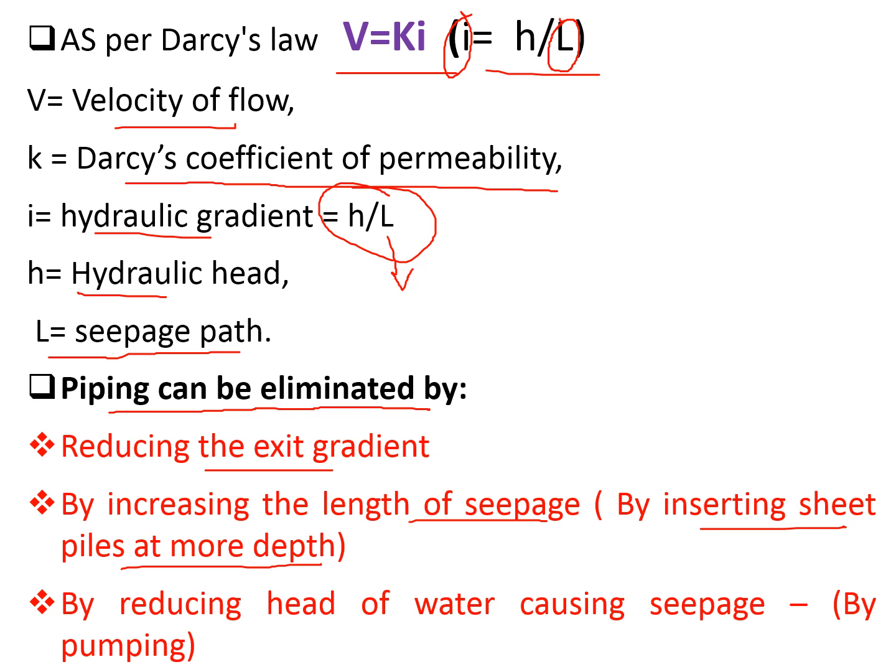that will reduce your hydraulic gradient. And second option, by reducing the head of water which is responsible for causing seepage, so by pumping. If you are doing pumping, then the hydraulic head of water is reduced and that will result in reduction in hydraulic gradient. So this way you can avoid piping in case of cofferdam if it is coming.